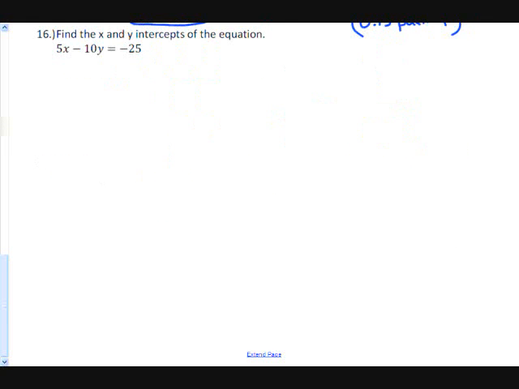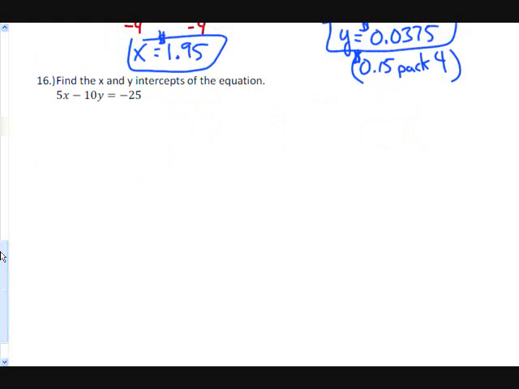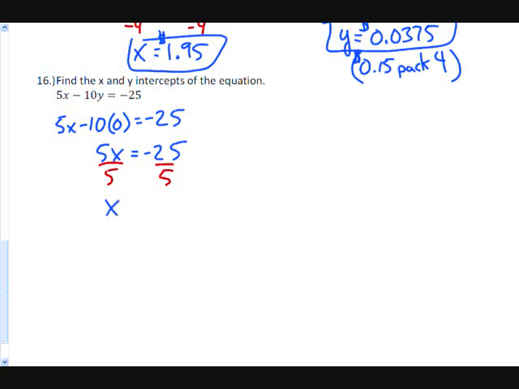For the next one, we want to find the x- and the y-intercept. Remember, to find the x-intercept, I just plug a 0 in for y, and I solve. So that's going to give me 5x equals negative 25. I divide each side by the 5. So I find out that x equals negative 5. That was the x-intercept.